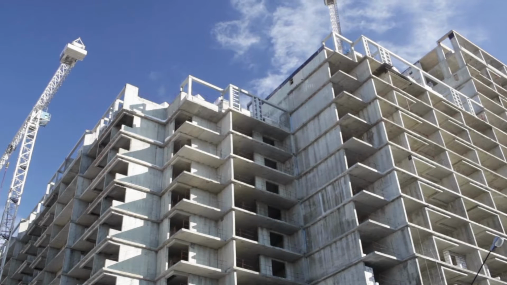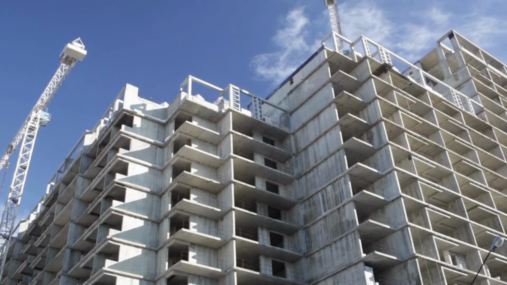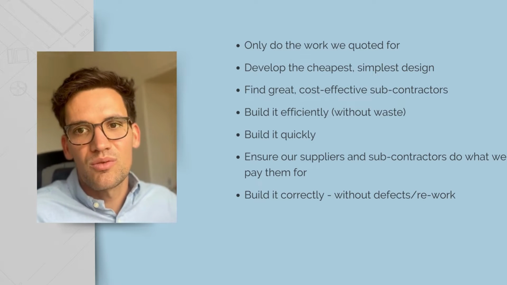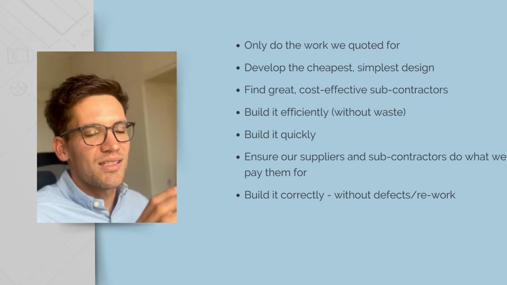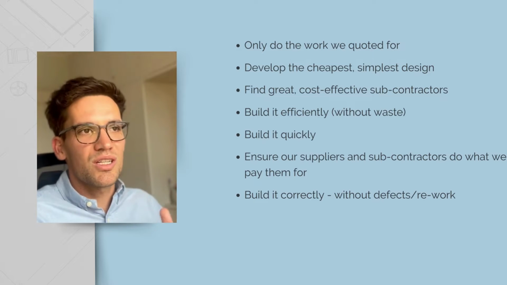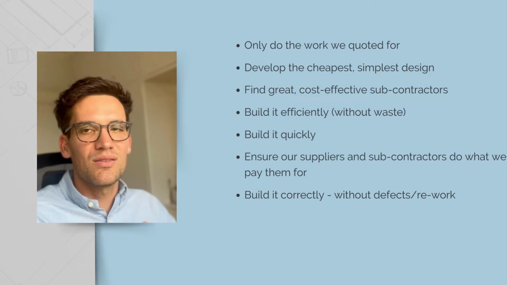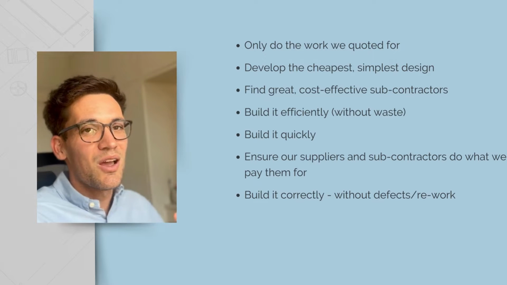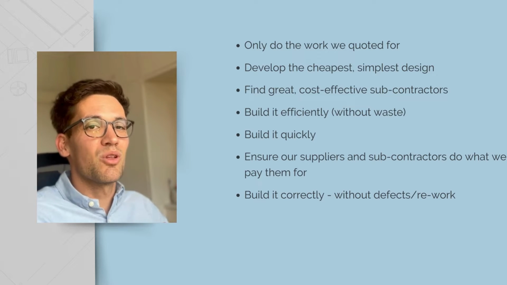Number 8 is we need to build it correctly. We can't have any defects and rework. We're always going to have some defects and reworks. It's impossible to not make a single mistake. But you think about any project. It involves thousands of different activities. If we're doing all these activities twice because we're making mistakes, we're going to very, very quickly blow our budget.